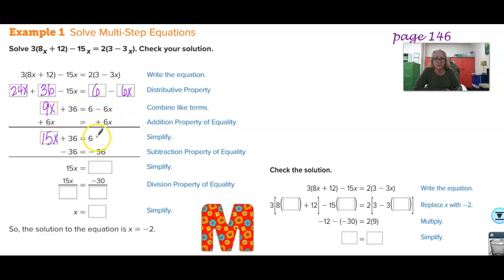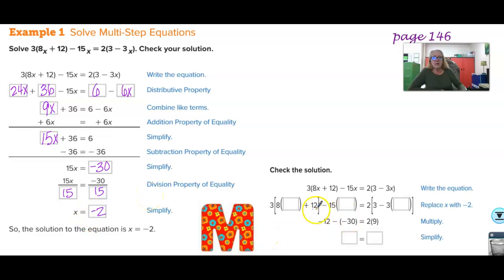Now we're down to a two-step equation. Here's our variable term, so we want to get rid of this number. We do that by subtracting 36 from both sides, which gives us -30 on the side. Then our final step is to divide both sides by whatever number is touching our x. So we're going to divide both sides by 15, and we get x is -2.